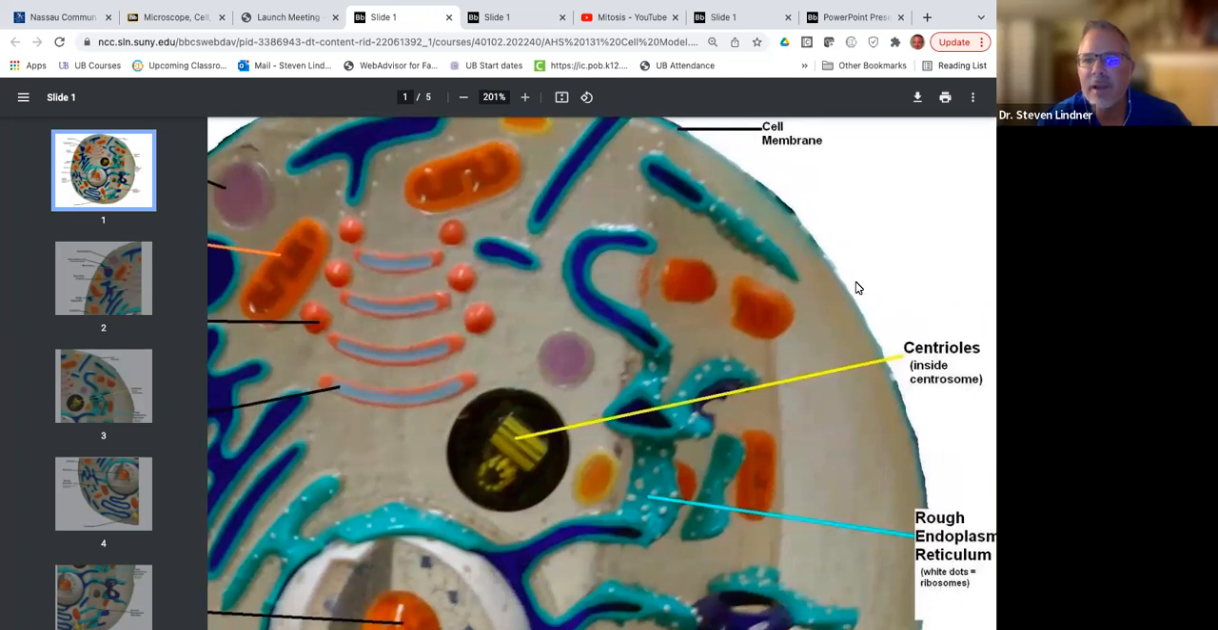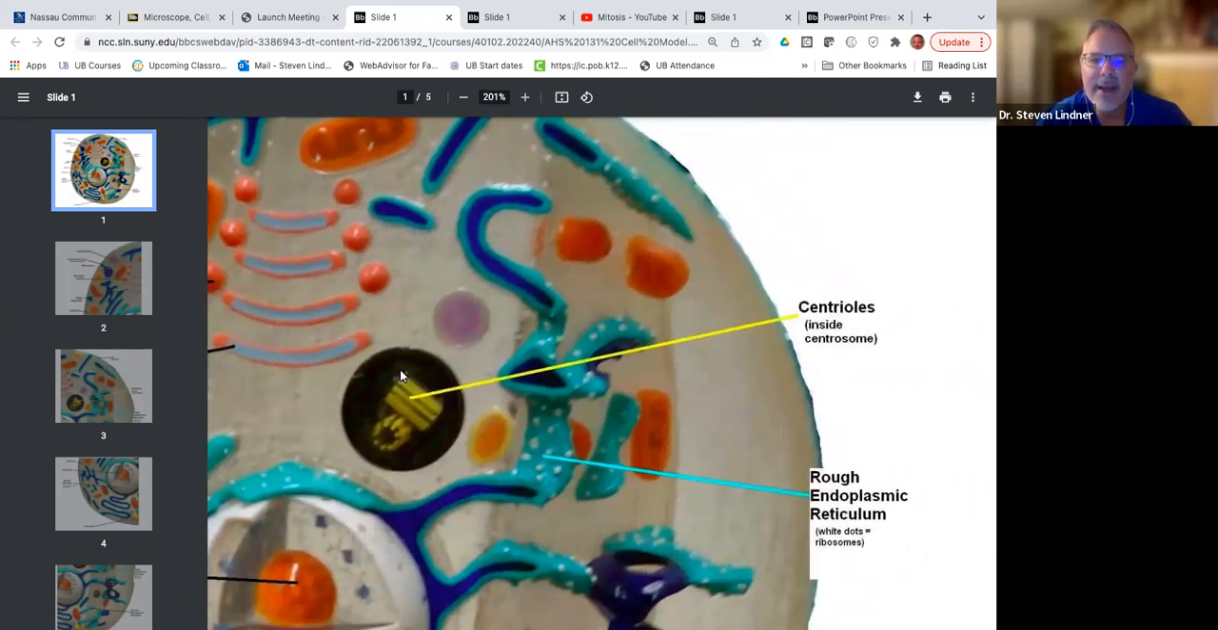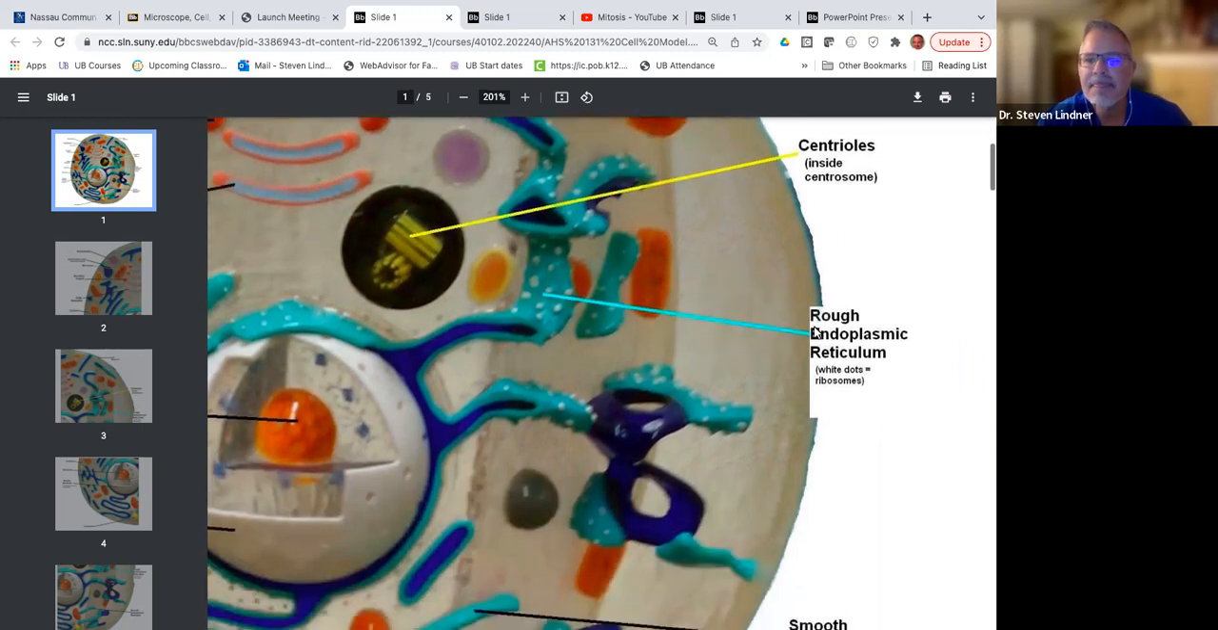We'll try and move clockwise, so we'll keep it a little bit organized. Now we have the centrosome, which is the black sphere, and then we have the centrioles, which are inside the centrosome. These are the spindles, the yellow spindles. Now we have the rough endoplasmic reticulum. The white dots that are on it are called ribosomes.